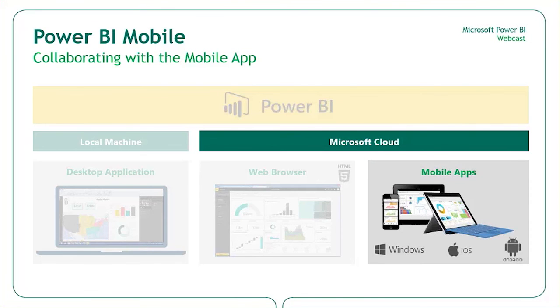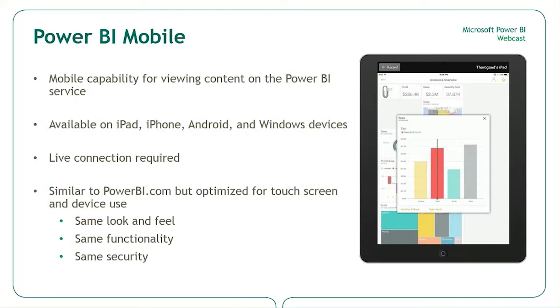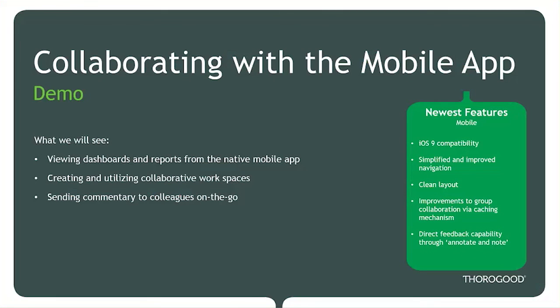mobile application. The native Power BI app is available for iOS, Android, and Windows, allowing you to take Power BI on the go with whichever mobile device you already use. As long as you have an internet connection, you can access the dashboards and reports linked to your Power BI online account wherever you are, all with the same security as all of Power BI's cloud products.